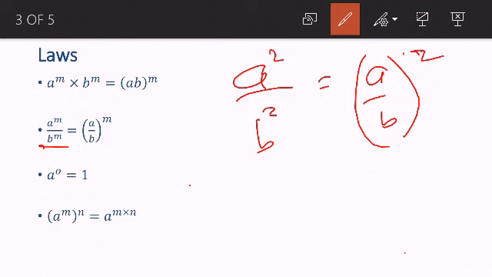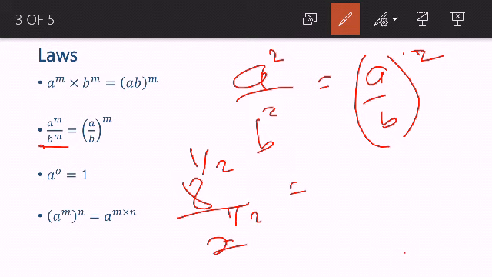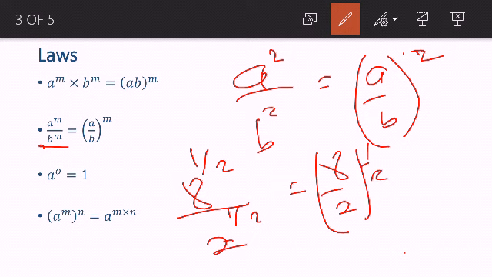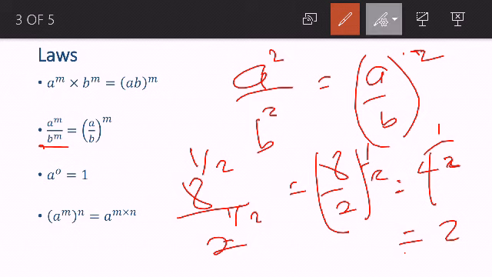In the same way, if we are given something like 8 raised to power half divided by 2 raised to power half, it's the same thing as saying 8 over 2 all raised to power half, which is 4 raised to power half. And 4 raised to power half means square root of 4, which is equal to 2.